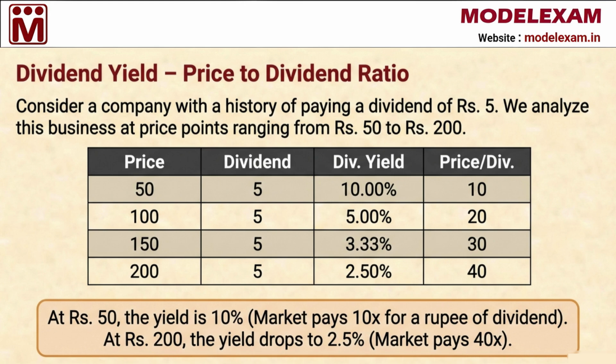If you buy the stock at 50 rupees, your dividend yield is 10%, meaning the market pays 10 times for a rupee of dividend. However, if the price rises to 200 rupees, the yield drops to just 2.5%, meaning the market is paying 40 times the dividend.